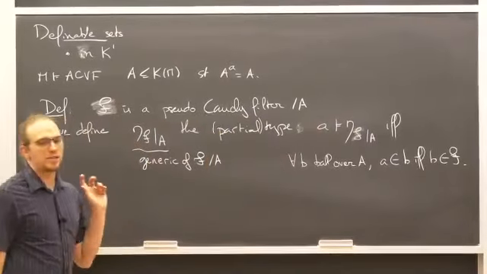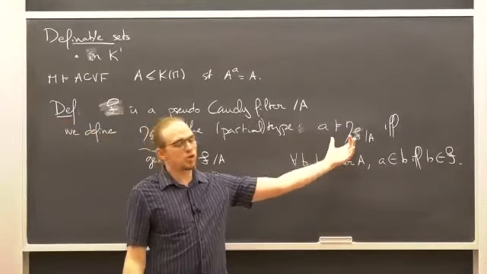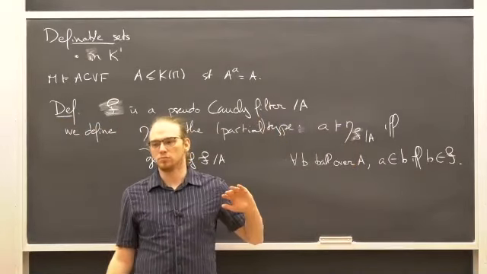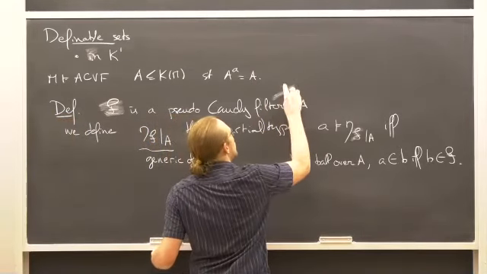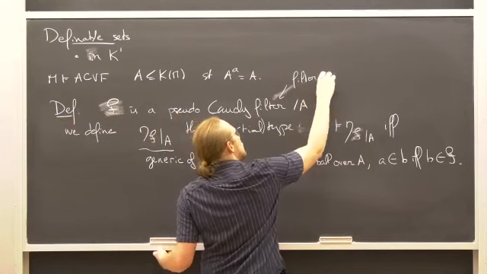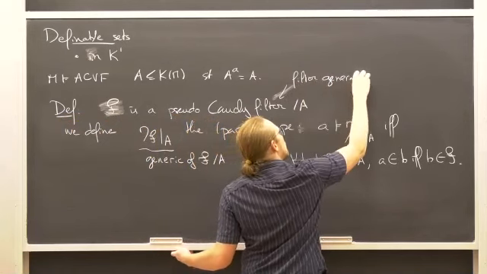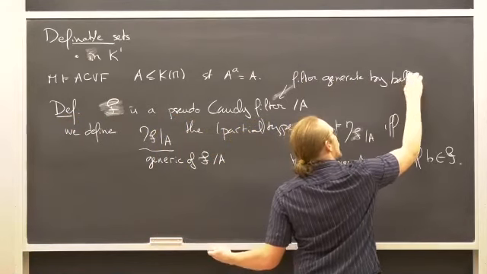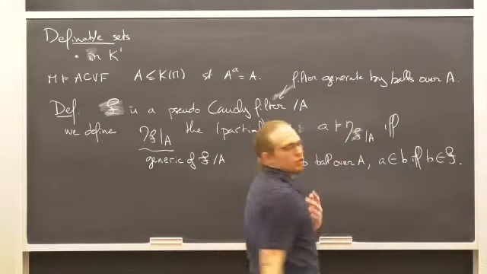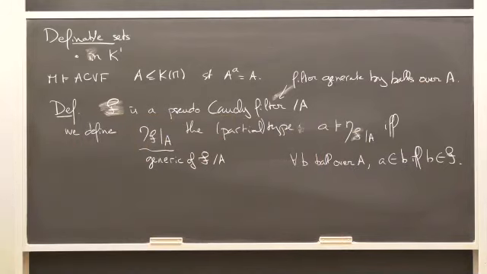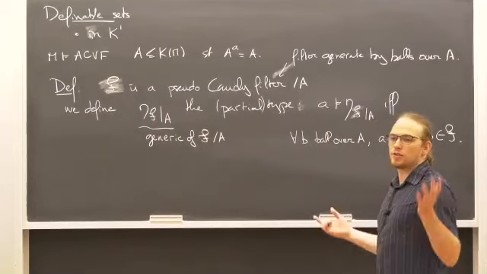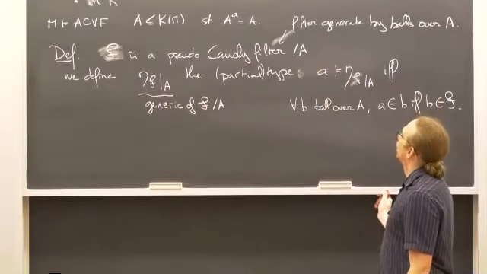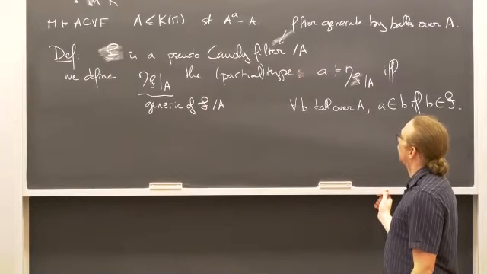Okay, so a is an accumulation point of the filter, but it's in no smaller ball. Yes, so a pseudo-Cauchy filter is just a filter generated by balls over A. Yes, it's just a chain of balls. So it's a chain, it's not a weird thing. Exactly, yes.